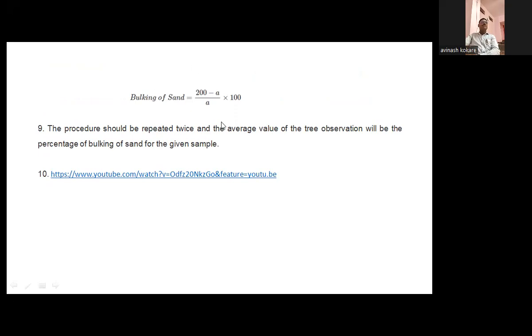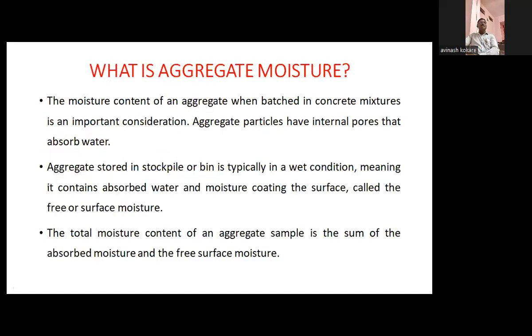And if we do this calculation, in step number 9, the procedure should be repeated twice, and the average value of the three observations will be the percentage of bulking of sand. In this way we can find the bulking of sand, and we can use that after the mix design or while concreting. So this is related to bulking of sand.